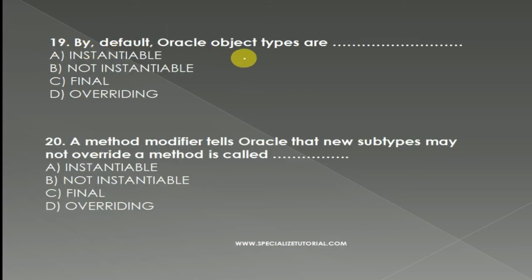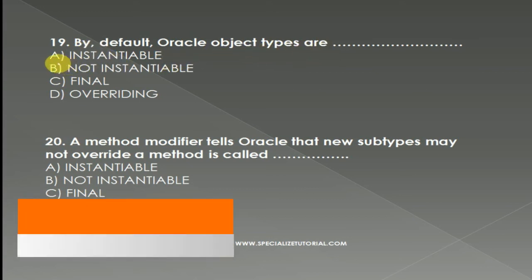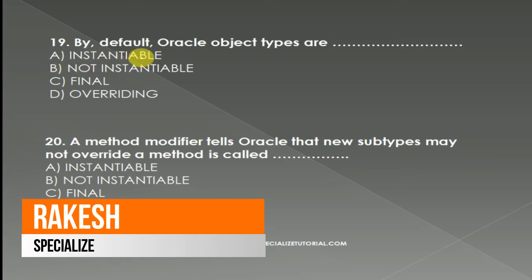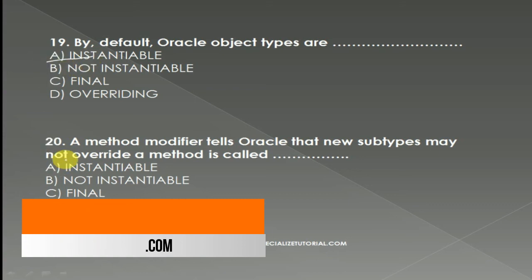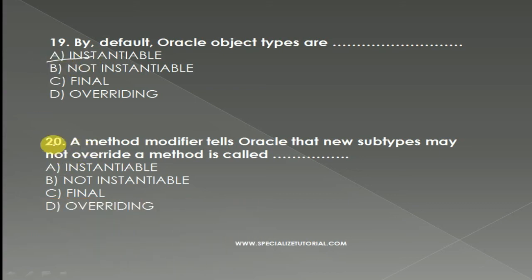By default, Oracle object types are. Options are instantiable, not instantiable, final and overriding. So instantiable is the right answer, A. Now take the last question of this MCQ set.